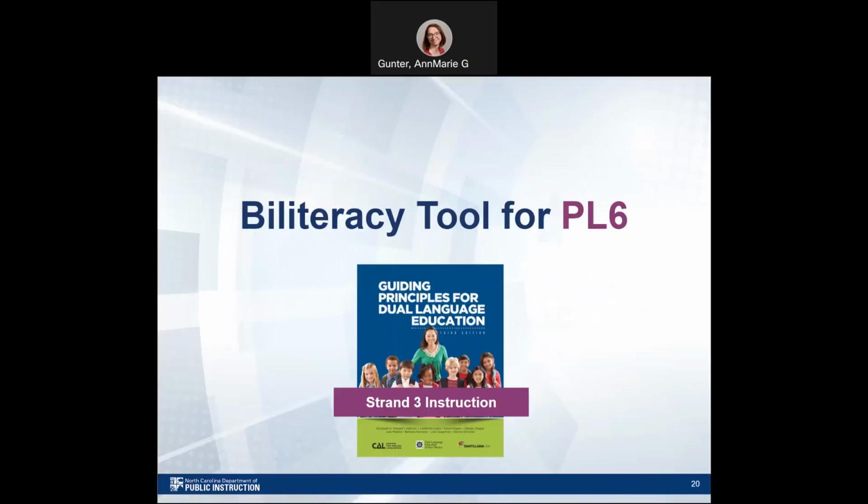Now that we've had a chance to look at the TEL domain document that focuses on biliteracy, let's focus on another biliteracy tool for PL6. We told you, of course, that we're going to be looking at the guiding principles for dual language education, and specifically strand 3, which is focused on instruction.